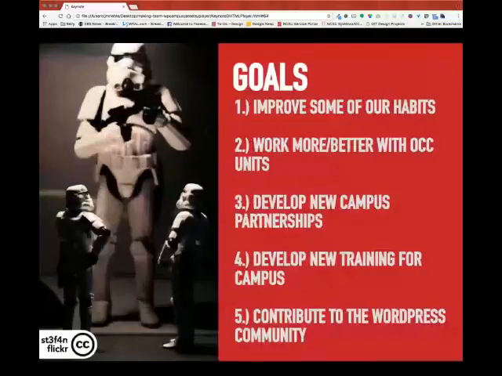So some of the goals that came out of our retreat was to improve our habits, to work more with the other units within our group, Office of Communications and Consulting, to keep working on developing new campus partnerships and training. And again, some of the stuff that we did for interns is stuff that we've turned into training for campus. And we wanted to continue to contribute to the WordPress community, so with things like WPCampus and our WordCamp, which is on campus.